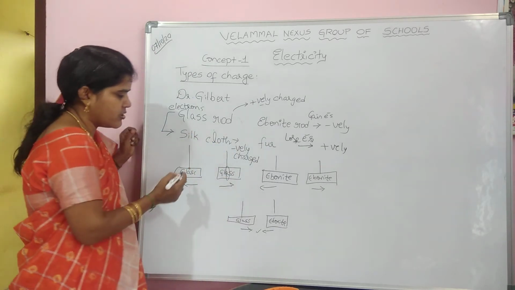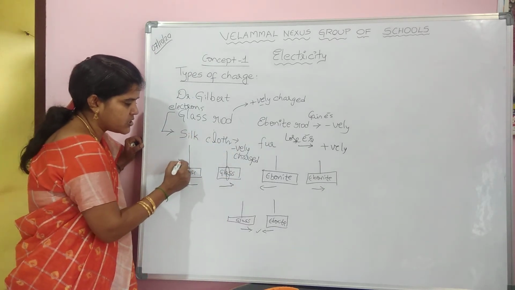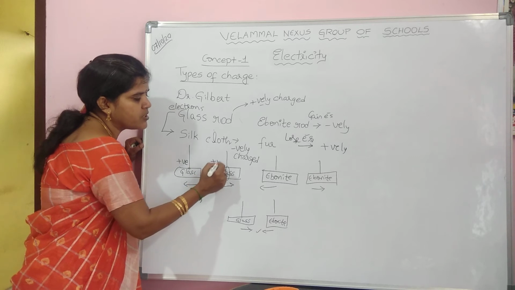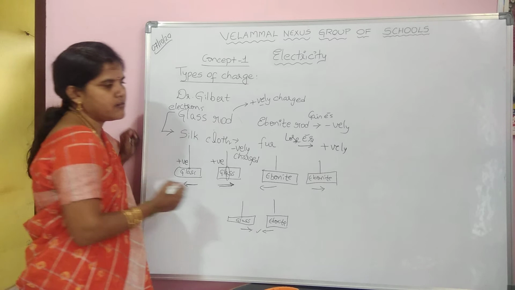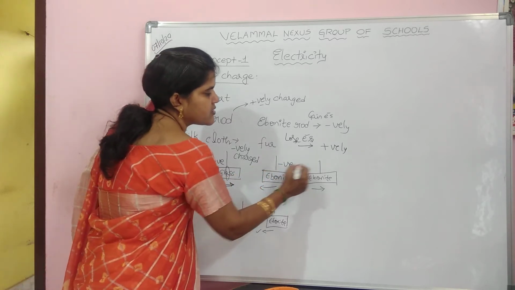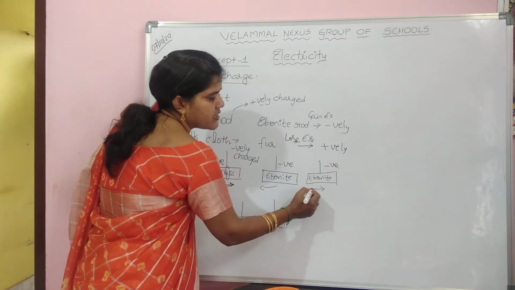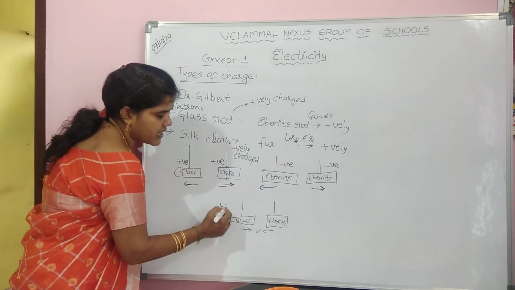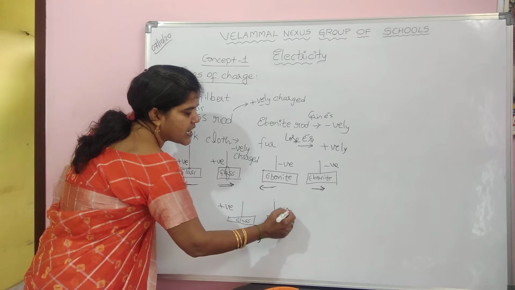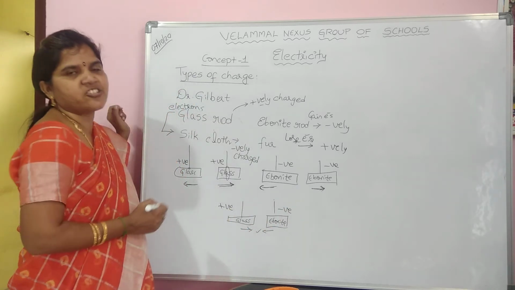Now come back here. This is positively charged. This is also positively charged, and hence they repel. This is negatively charged. This is negatively charged, and hence they repel. Here this is positively charged. Here this is negatively charged, and hence they attract.